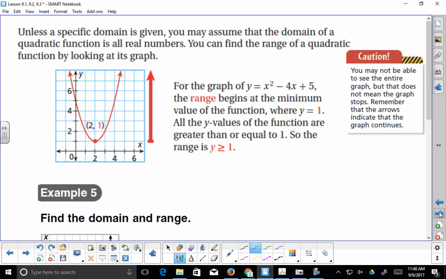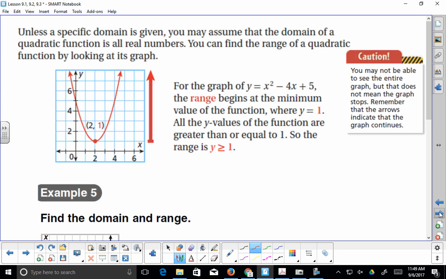If you follow the graph from left to right, it never stops, it never breaks, there's never any holes. It's just a nice smooth curve moving from left to right. So the domain is always going to be all real numbers. The range is completely determined by the max or the min. If it has a min, then the range is all the numbers above the min value. If it has a max, then the range is all the numbers below the max value.